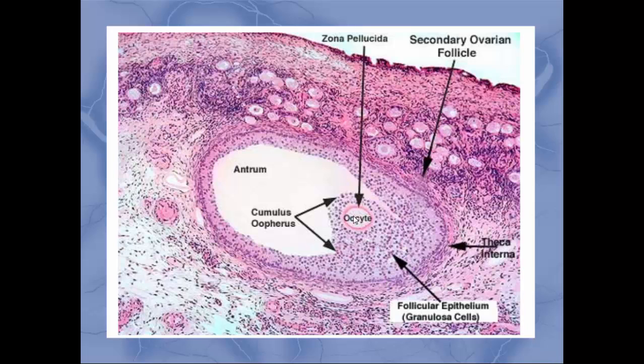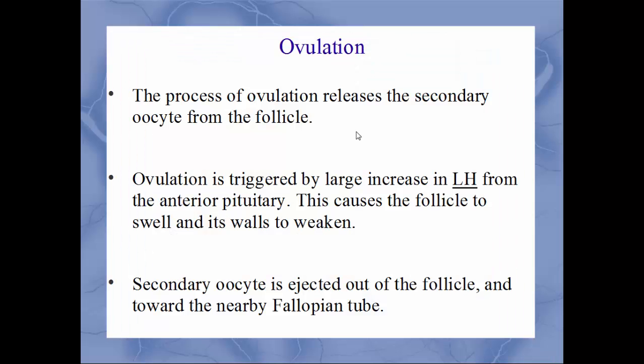Here's how one looks. And we won't talk about some of these terms, so don't worry about the zona pellucida, don't worry about the theca interna or the antrum. But all of this here is a Graafian follicle, and here's the secondary oocyte. This is what will be ejected out during ovulation, and this is what will be fertilized when a woman gets pregnant. Right, that leads us to the process of ovulation.